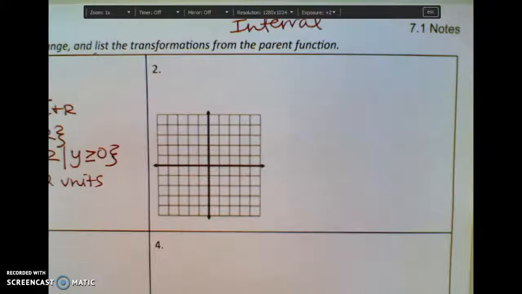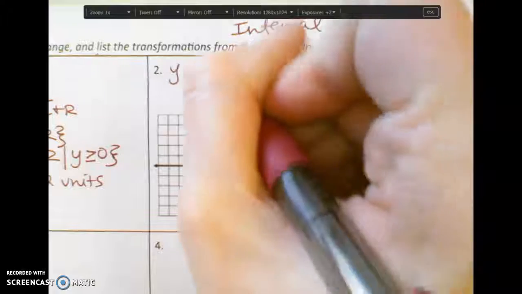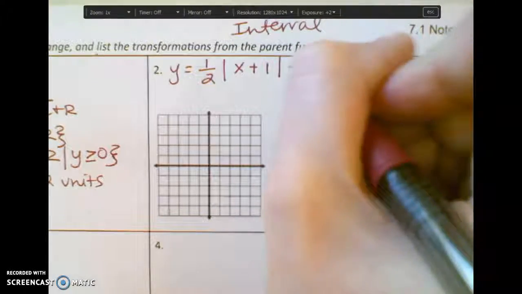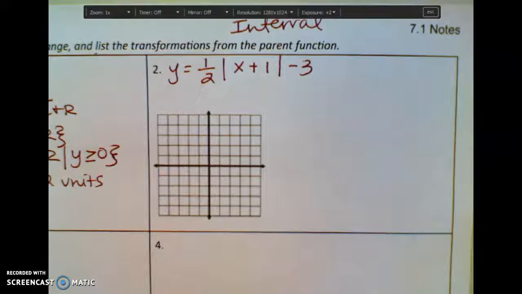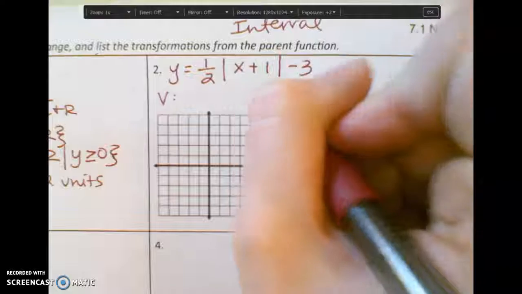All right, let's look at number 2. Let's graph y equals 1/2 times the absolute value of x plus 1 minus 3. So in order to graph this, we need our vertex and we need our a value.